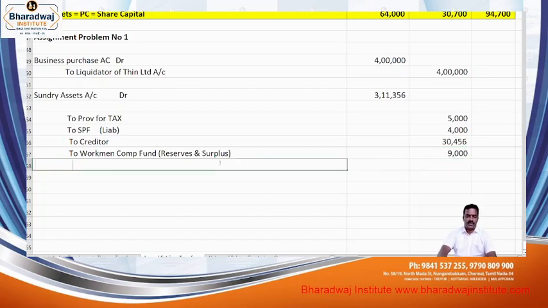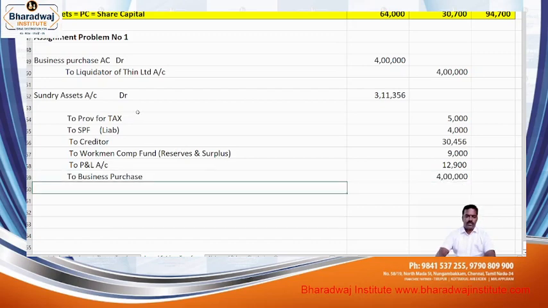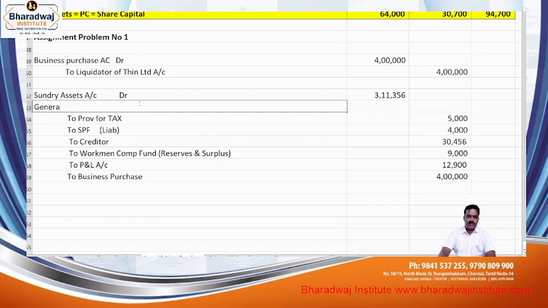Then what is the next one? Profit and loss account, how much? 12,900 to business purchase. General reserve is the balancing figure for the business purchase of 4 lakhs. You will have a general reserve debit balance. One lakh.